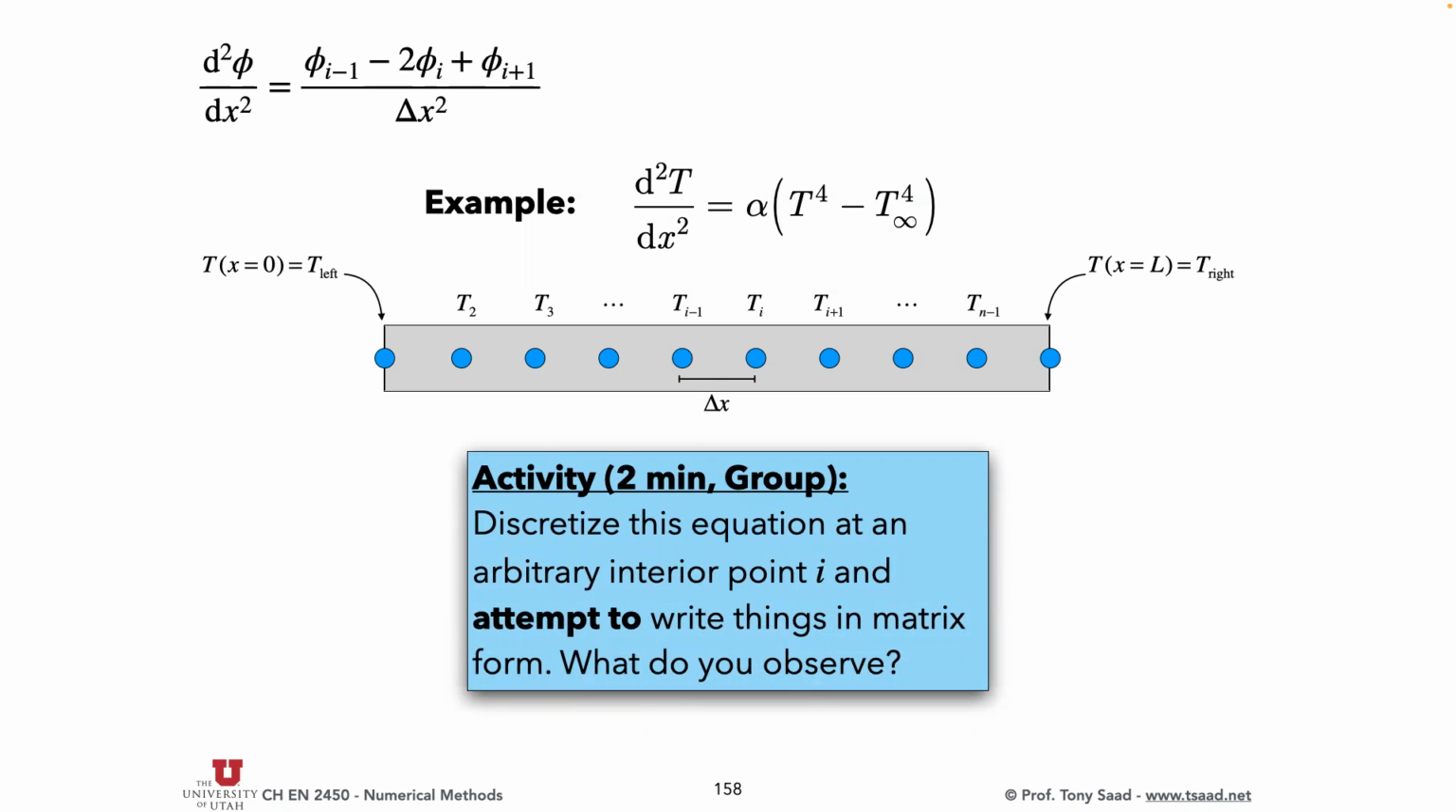Don't worry about the boundaries. Just take that equation, discretize it, and apply it at a point i, and then attempt to come up with a system of equations to solve for the values T1, T2, T3, T4, all the way to the end, okay? Last time we had a system of linear equations. So now I want to know what you get, and I want you to explain to me how you would go about and solve it, okay?